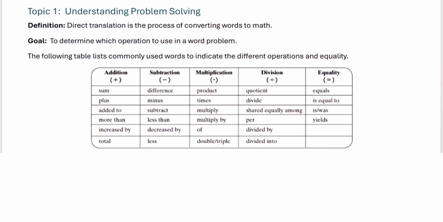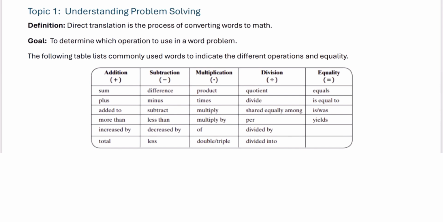In this video, we'll look at problem solving, or word problems. Direct translation is the process of converting words to math. The goal is to determine which operation to use in a word problem. The following table lists commonly used words to indicate the different operations and equality.